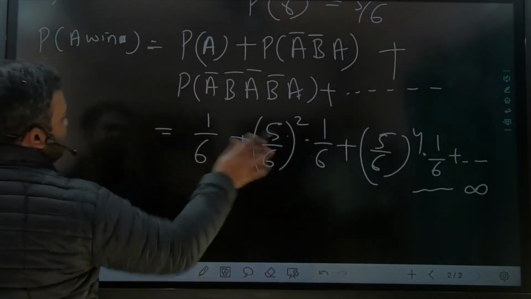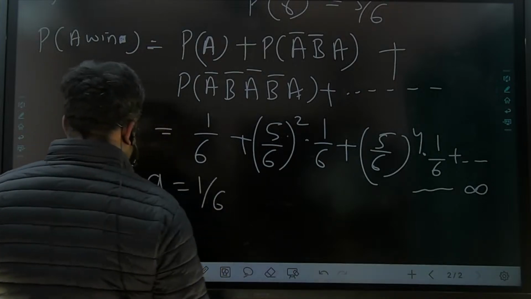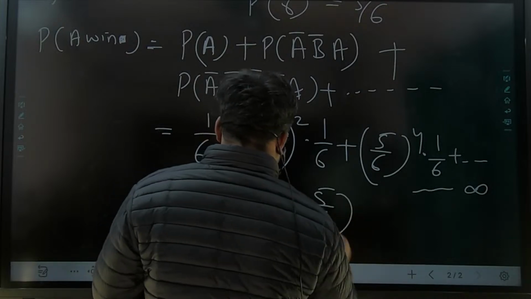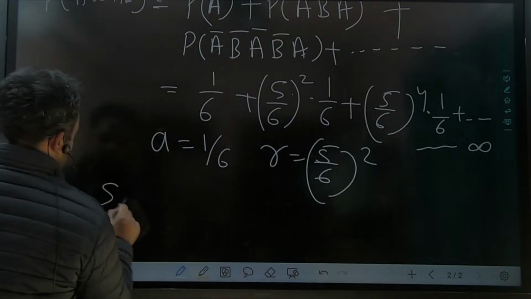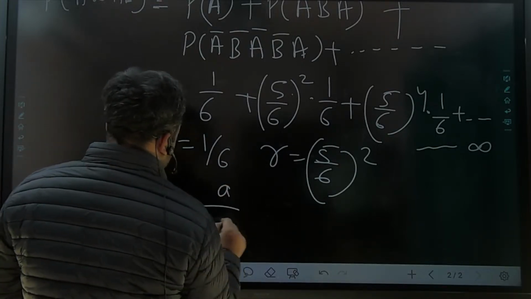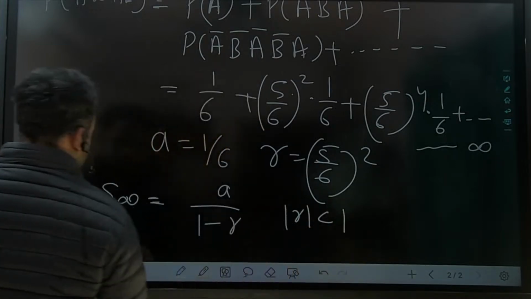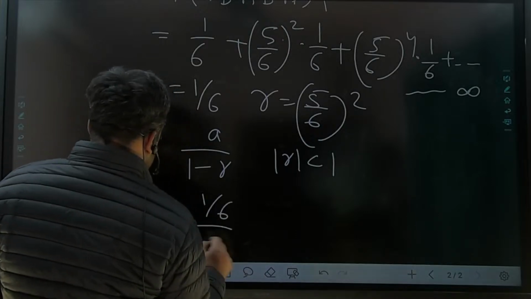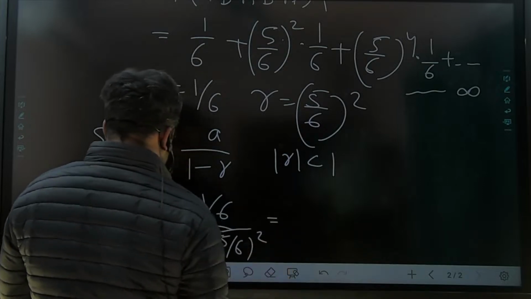So if you see, this is the geometric progression where the first term is 1 by 6, and common ratio is 5 by 6 whole square, right? So summation of a GP up to infinite is first term divided by 1 minus common ratio, where this is less than 1. A value I will keep 1 by 6, R value will keep 5 by 6 whole square. This you have to solve, and I think you will get 6 by 11.